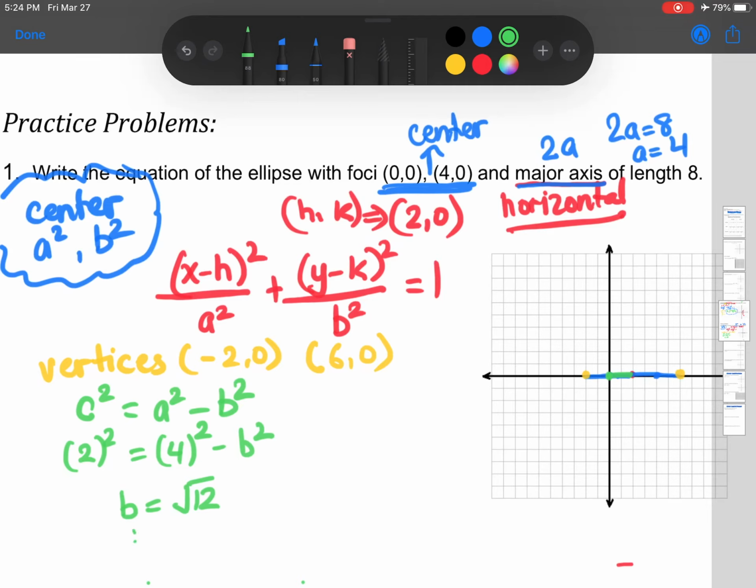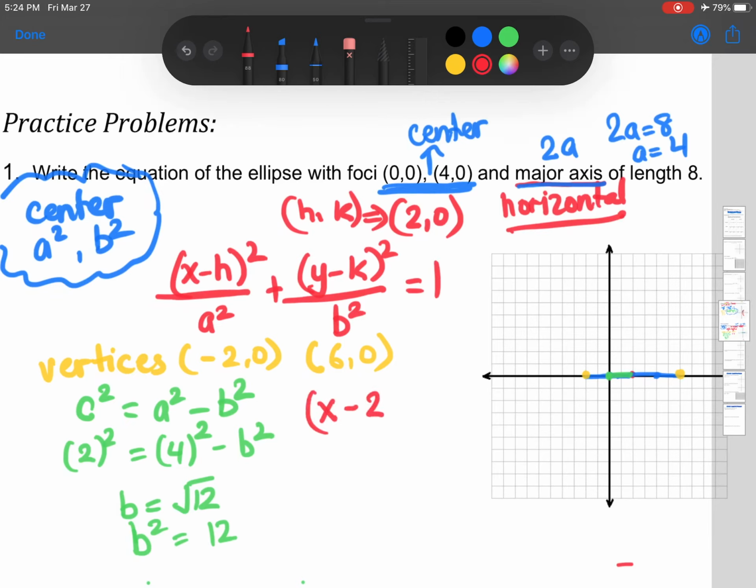Now, we don't really need to solve for b. We need our b squared. So b squared is 12. We need these things, and we just have our equation. We have our b squared, we have our a squared, we have our h and k, and we are good to go to write our equation. So let's write our equation.